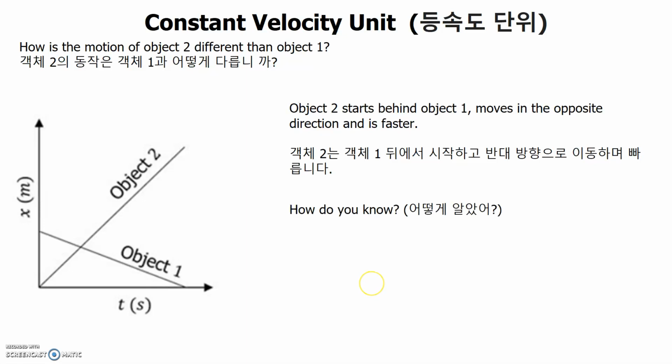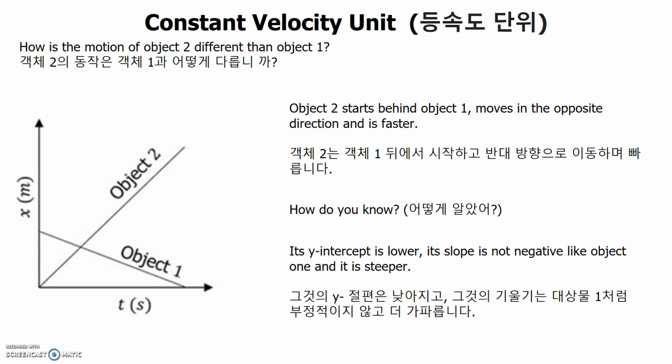Well, how do we know that? The way we know is by looking at the y-intercept, the slope, and the steepness. For object 2, since its y-intercept is lower, that would mean it starts behind. Since its slope is not negative, it's positive, that means it's going in the opposite direction. And since it's steeper than object 1, that means it's faster.